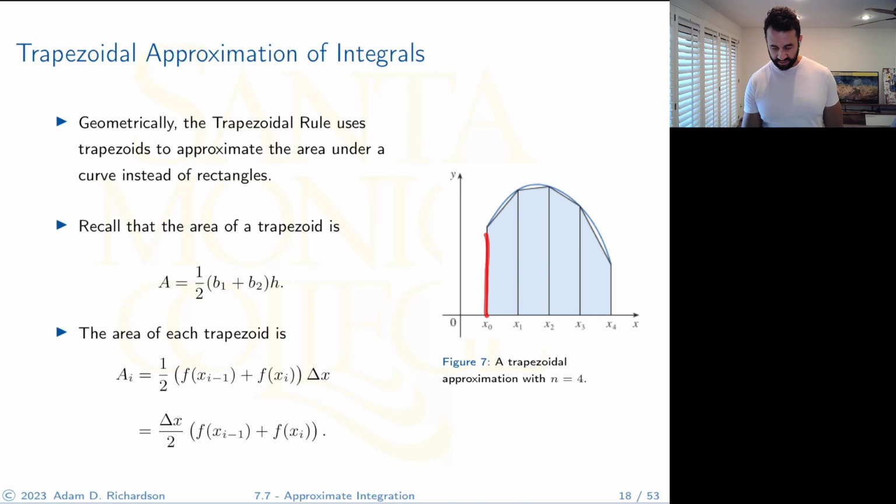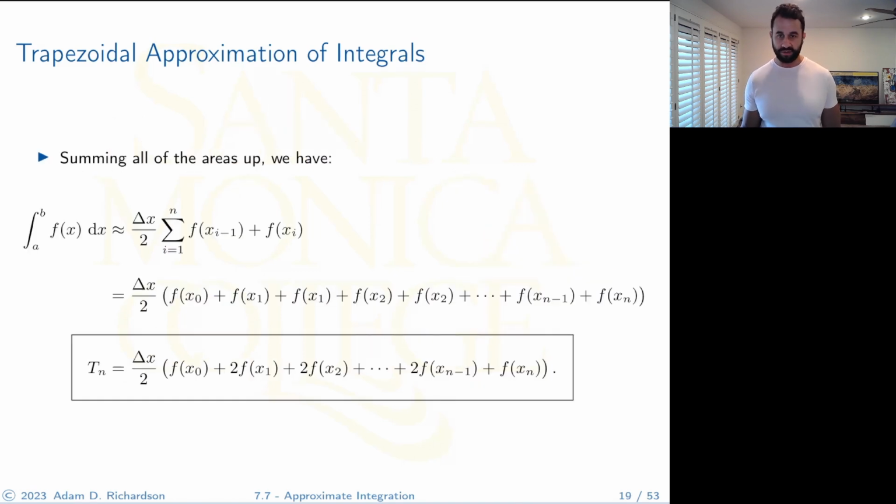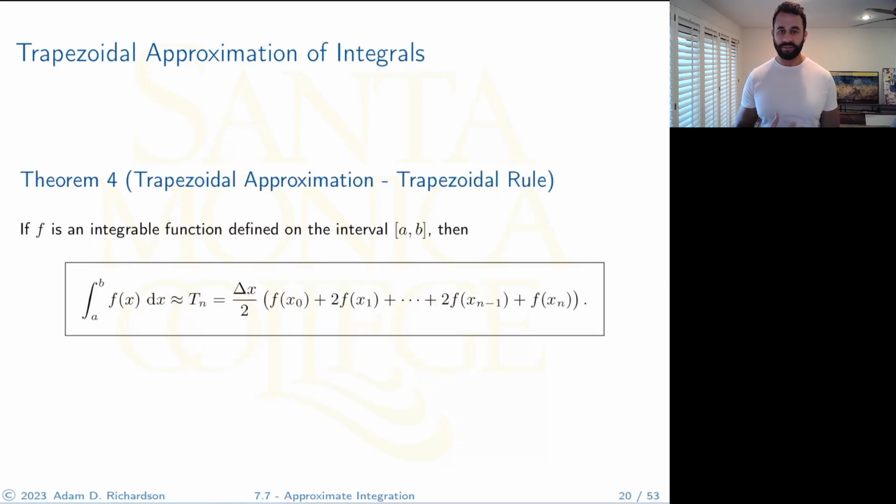And the endpoints, the end values, are the only ones that don't get doubled up. So those ones only occur once, but all the ones in between occur twice. So what's the formula? This is the formula. Delta x over 2, f of x naught, plus 2f of x1, 2f of x2, 2f of x3, dot, dot, dot, 2f of x sub n minus 1, and then one last f of x sub n at the end. Okay, and that gives us what's called the trapezoidal rule.